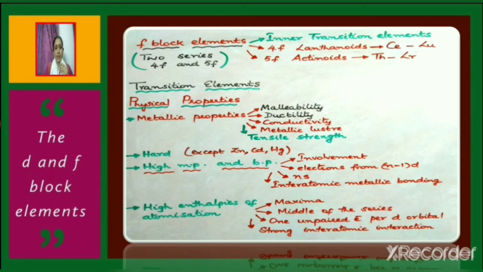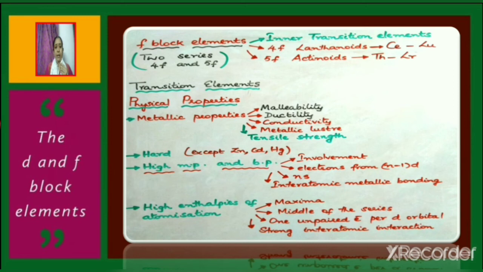Next we shall move on to transition elements' physical properties. Transition elements exhibit metallic properties. Transition elements exhibit the properties of metals like malleability, ductility, conductivity. So they are good conductors of heat and electricity. They are malleable, they are ductile, they possess metallic luster and have tensile strength. Transition elements are hard except zinc, cadmium and mercury.